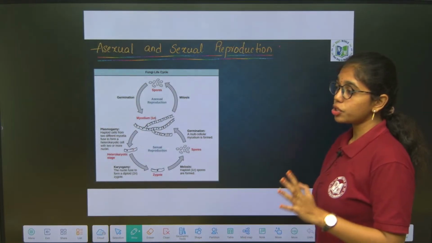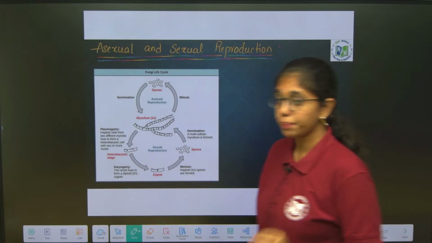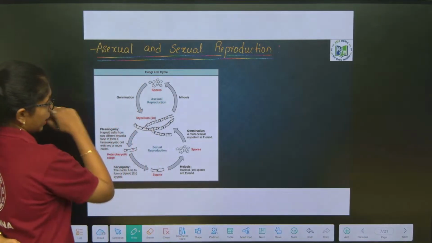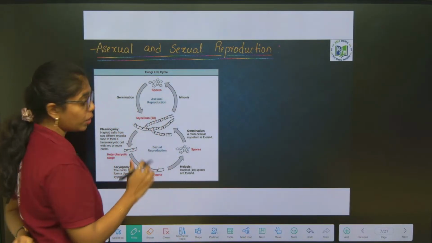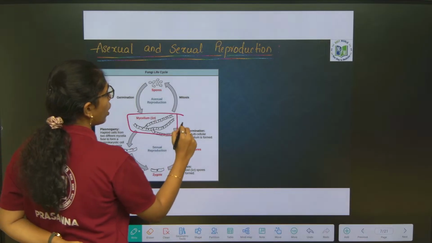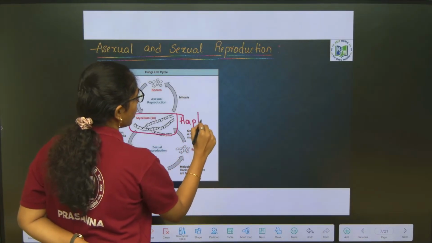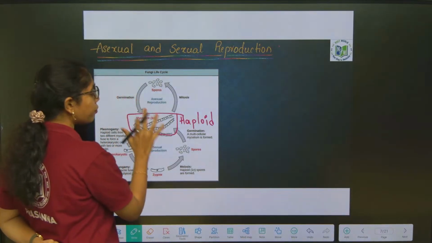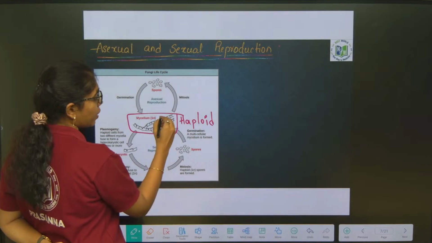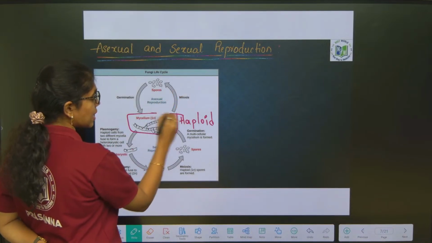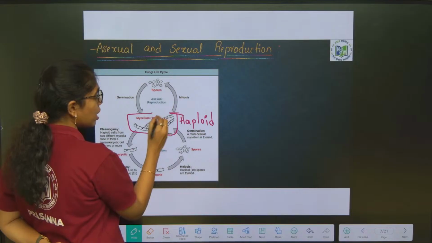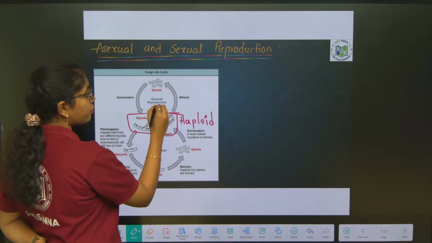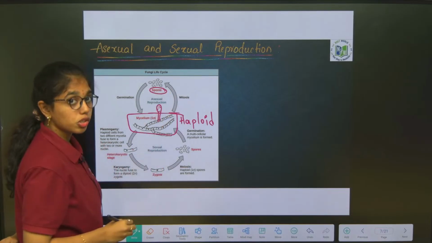Coming to asexual and sexual reproduction, first let us have a brief idea. First, asexual reproduction we will be looking into. We know that the fungal body is haploid. Do remember that. So this haploid fungal body will be giving rise to sporangium or any such bodies. Over this fungal mycelium, sporangium might be developed, and from this small asexual spores will be released.